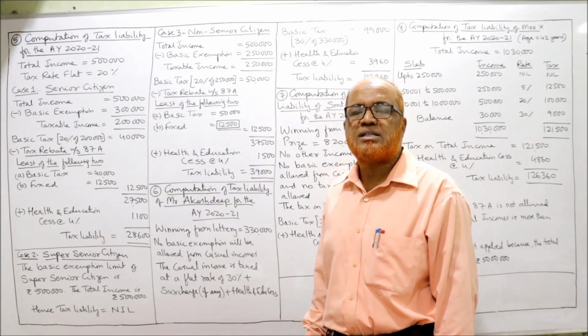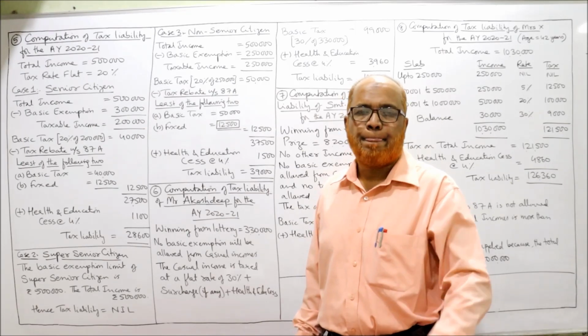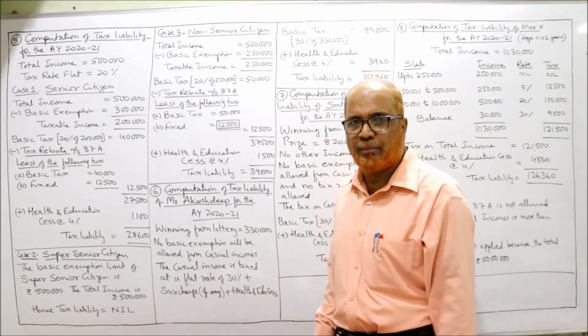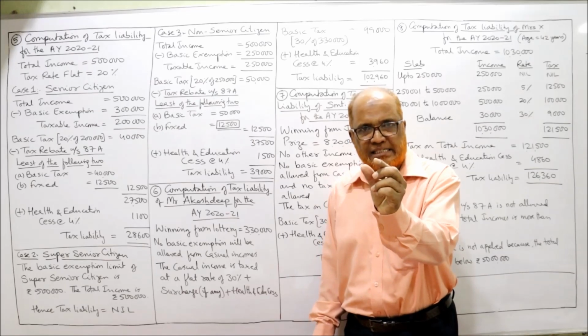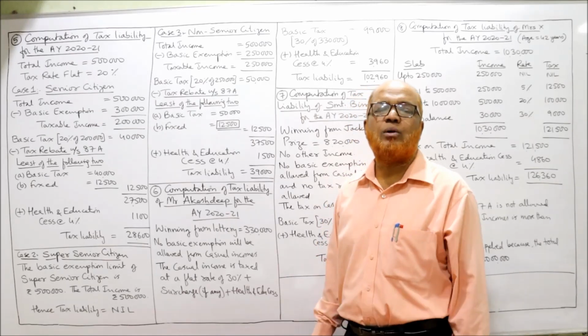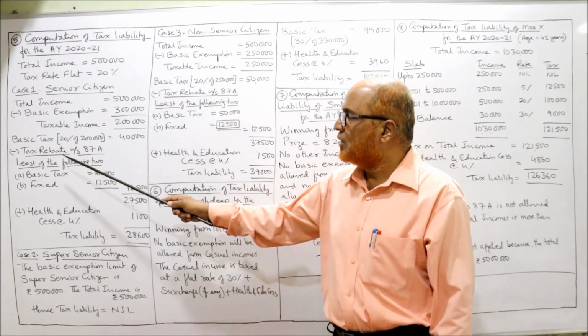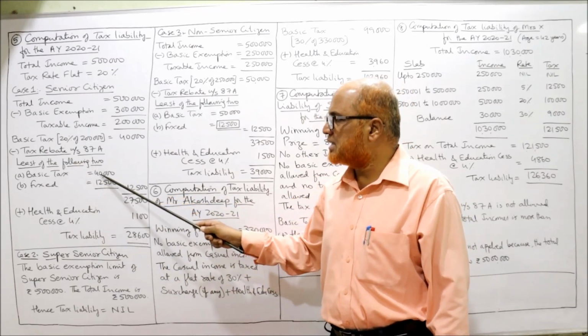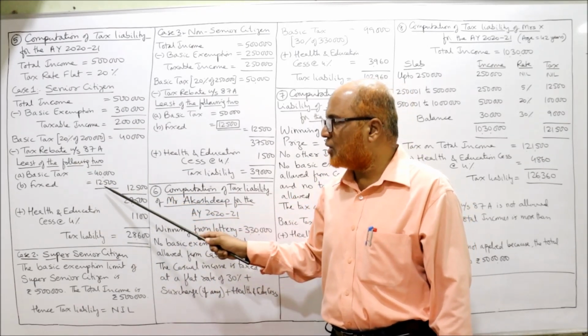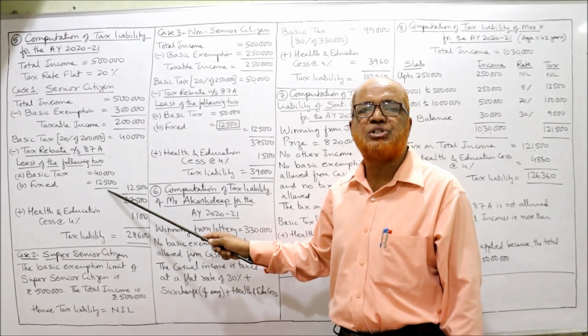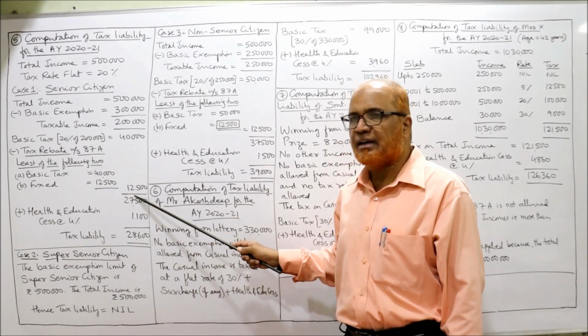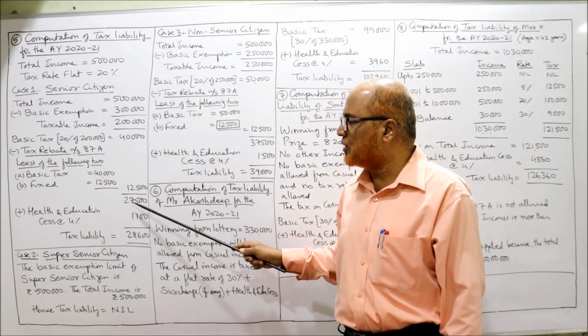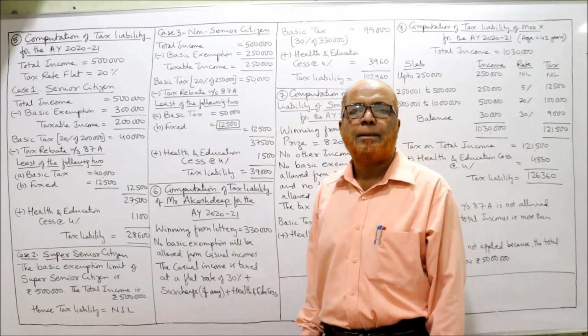The tax rebate under section 87A will be allowed to the extent of the lesser of the following 2 amounts. First one, basic tax. Second, fixed amount 12,500. The lesser of the following 2, basic tax 40,000 and fixed amount 12,500, whichever is least, will be allowed as rebate. So 12,500 is the least. Subtract, you will get 27,500 as the tax liability.